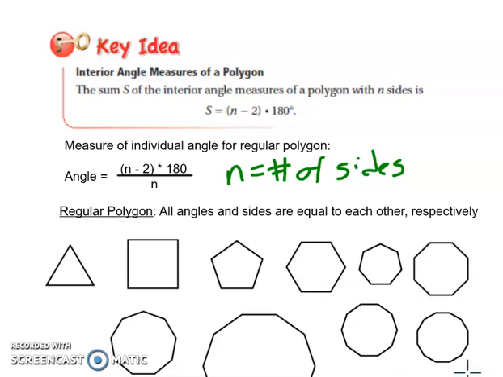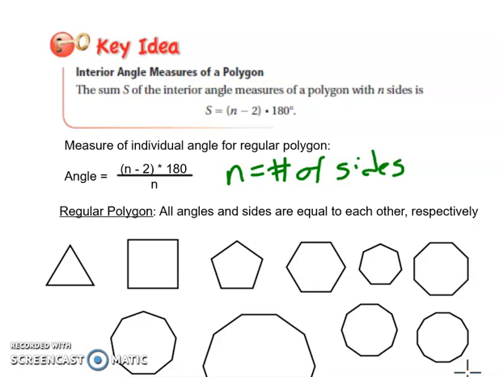But we're going to be using this knowledge to help us find each individual angle inside the polygon, as well as to find the total amount of degrees inside that polygon. And then we're going to use that to help us find the exterior amount. But remember, n is the number of sides, and that should make some sense, right?